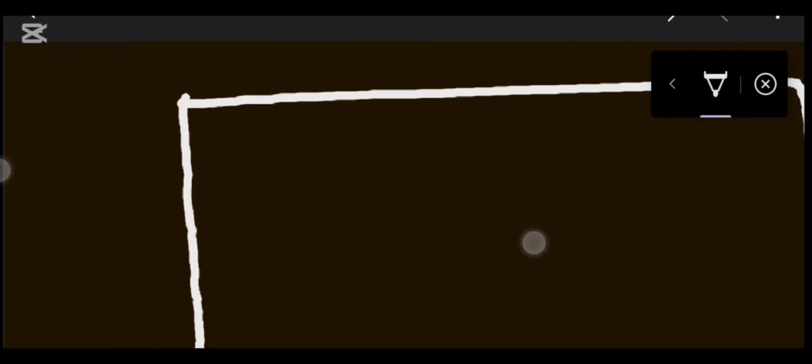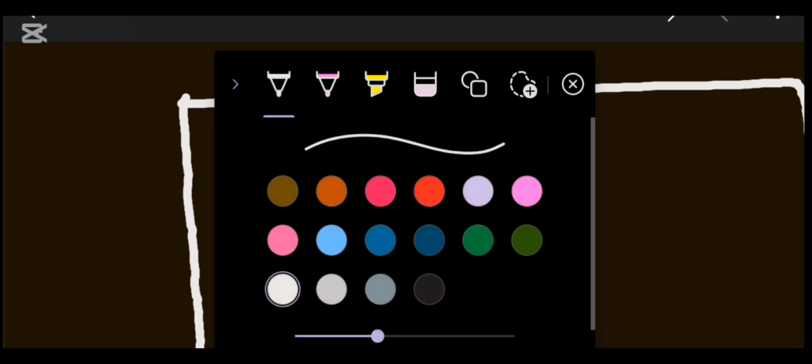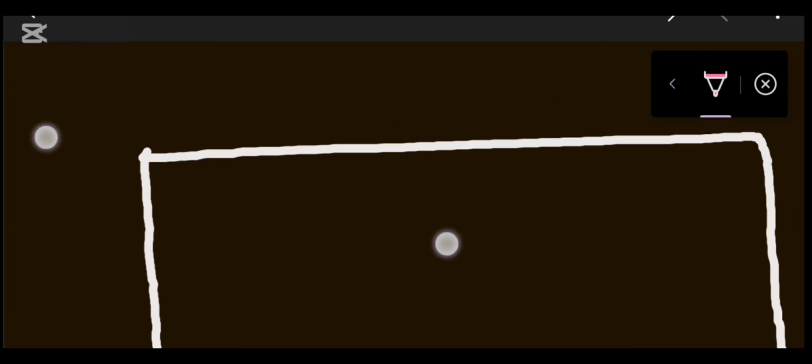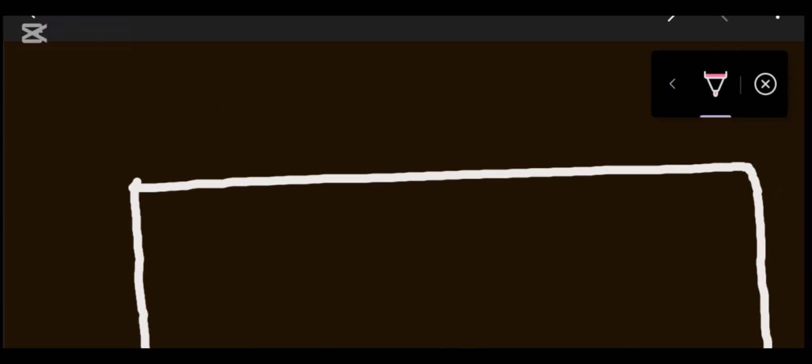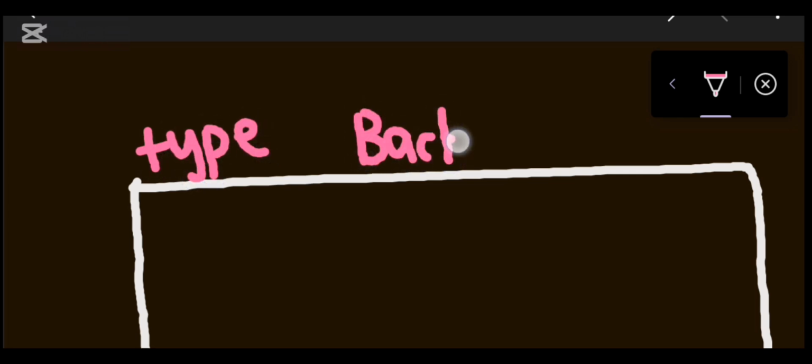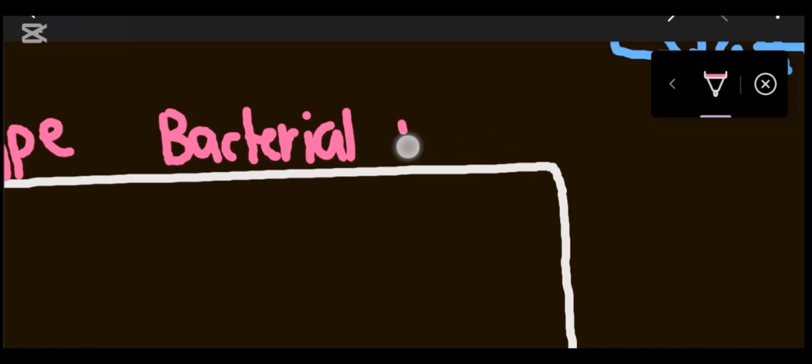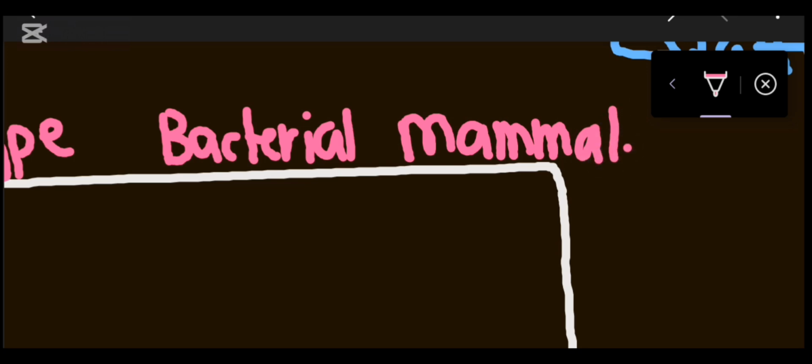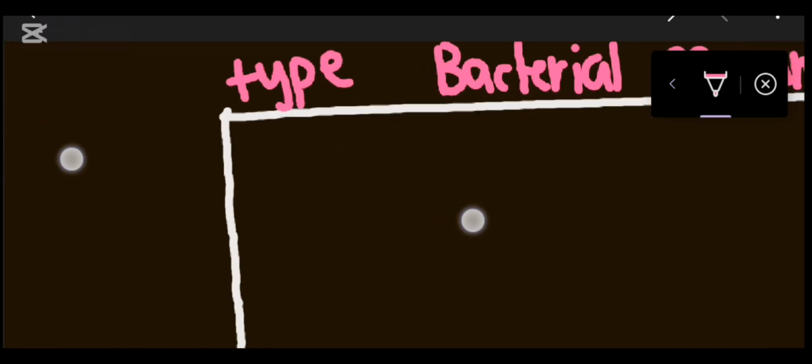Okay, so first we do have the percentage of the difference between... Here I'm going to write the type, which type we need to discuss. Here I'm going to write bacterial cell, and here mammals. Fine.